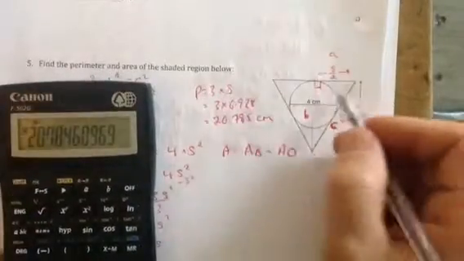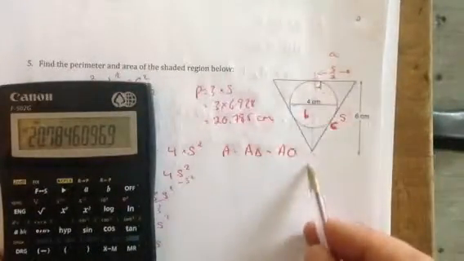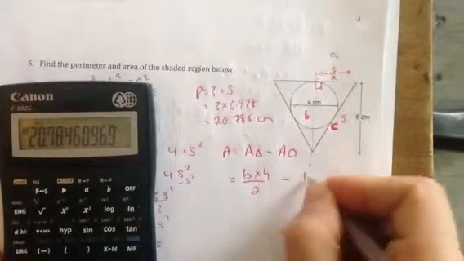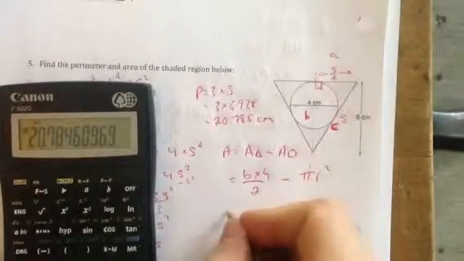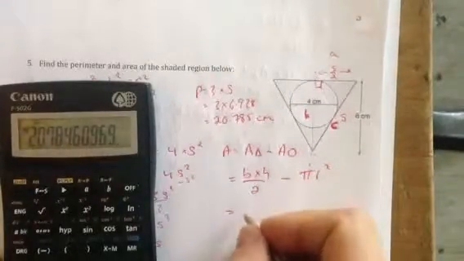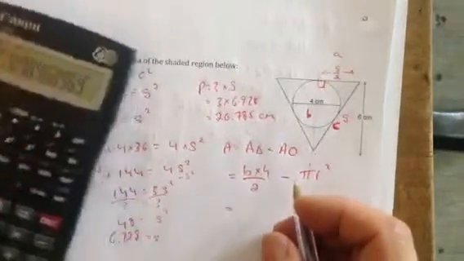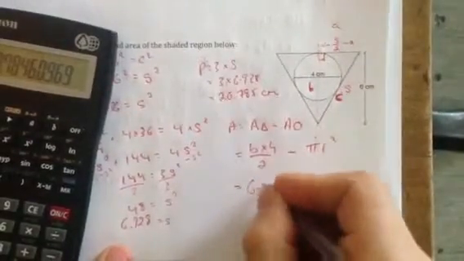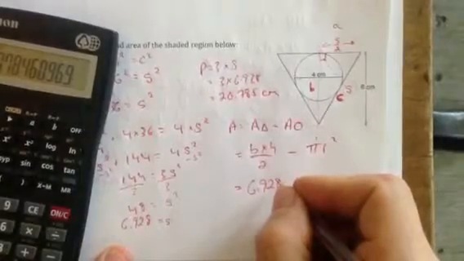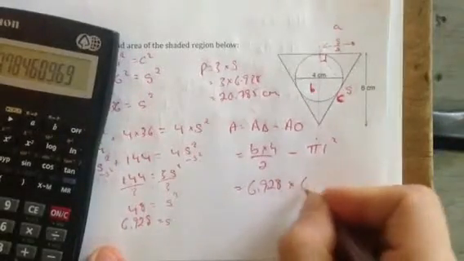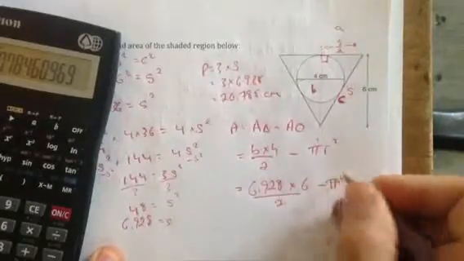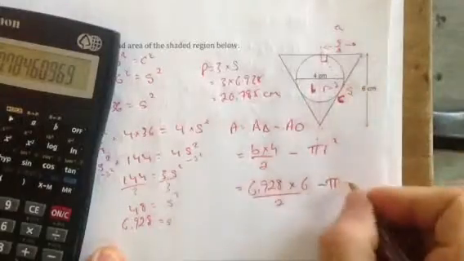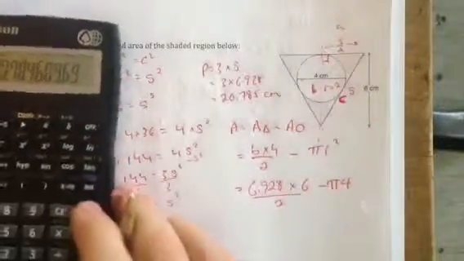We know the base is the side length, and we know the height is 6. So the area of the triangle is going to be base times height divided by 2. The area of the circle is pi times radius squared. So the base is 6.928, times the height, which is 6, divided by 2, take away pi times the radius of the circle, which is 2. The radius is half the diameter. So 2 squared is 4.